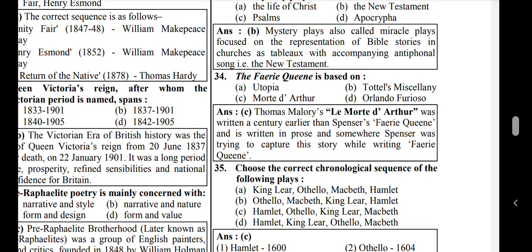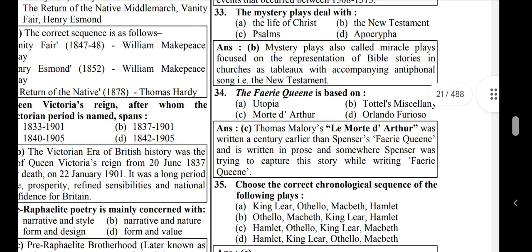So, can you understand? Thomas Malory's Le Morte d'Arthur was written a century earlier than Spenser's Faerie Queene. So before The Faerie Queene was written, before the writing of Spenser, Le Morte d'Arthur had been written by Thomas Malory in a prose form, and Spenser got attracted towards this Le Morte d'Arthur, and he started to write The Faerie Queene.